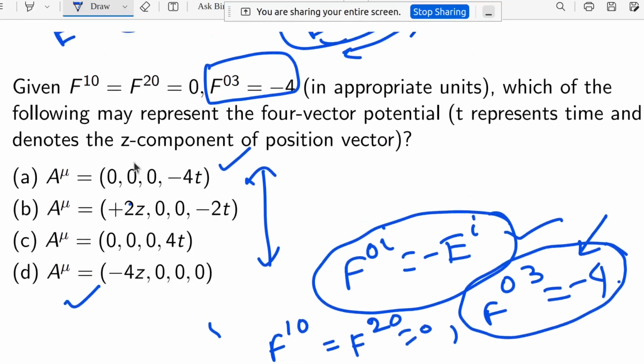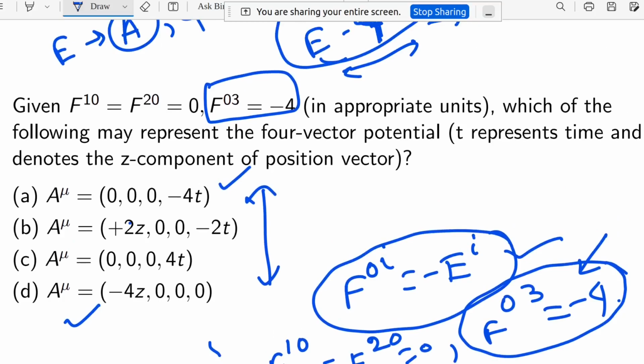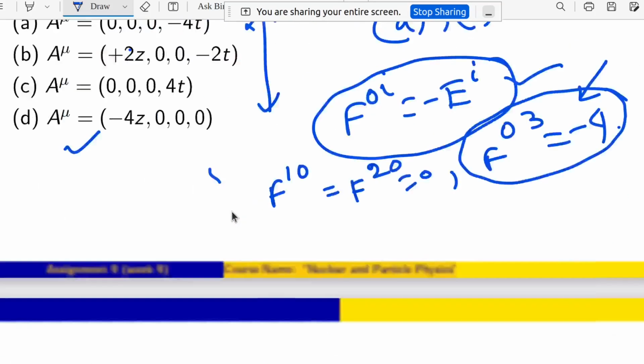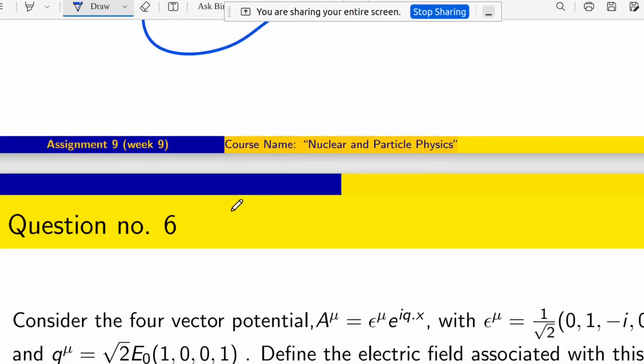And as a conclusion, how many options are we getting for the condition F03 equals to minus 4, F10, F20 equals to 0? It is option A and option D. These two will be the correct ones, in which F10 equals to F20 equals to 0 and F03 equals to minus 4. And from that also we are getting that E is 4 into z cap. Okay, so now we are just going to move on to the next question.